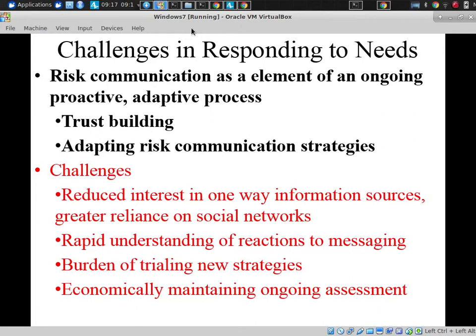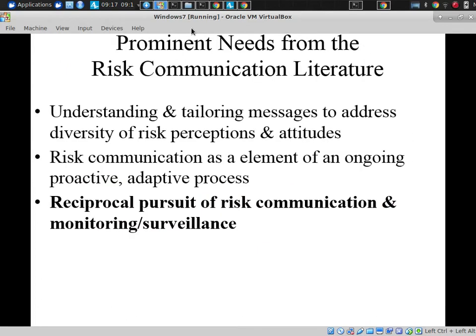And finally, how do we maintain an ongoing assessment in an economical fashion? Given that we can't do large-scale media buys every week, how do we get a sense of what's going on on an ongoing basis that allows us to use our promotional dollars in the best way possible?